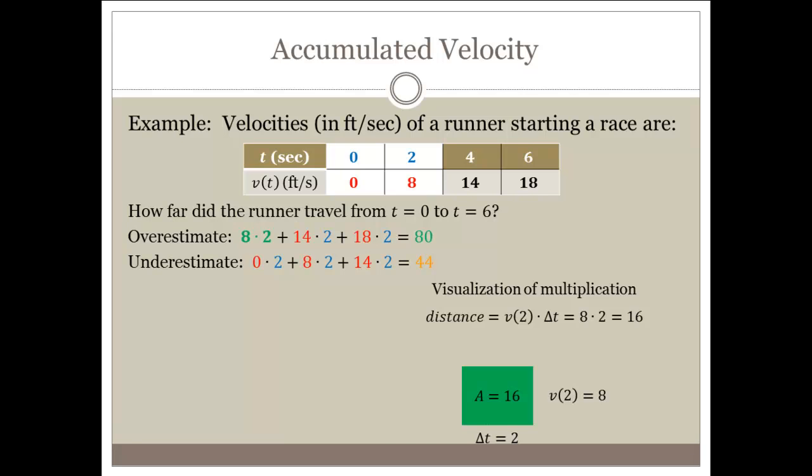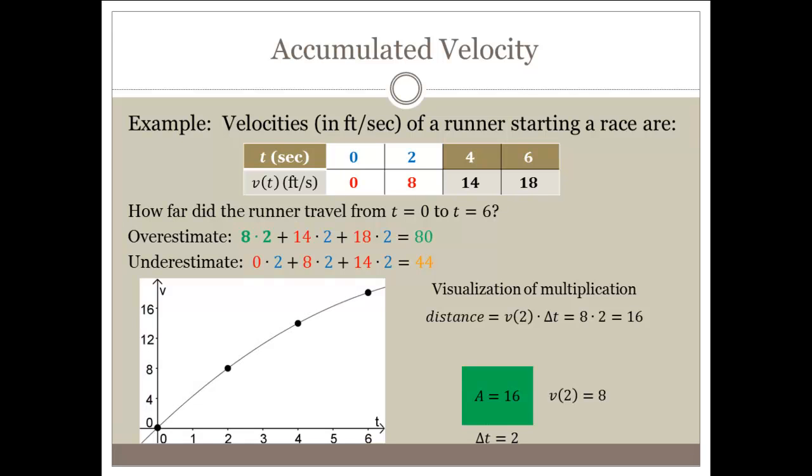How can we interpret this graphically? Let's start by looking at the graph of velocity. Suppose that t is represented on the horizontal axis and our velocity on the vertical axis. So the height of the curve gives us our velocity.